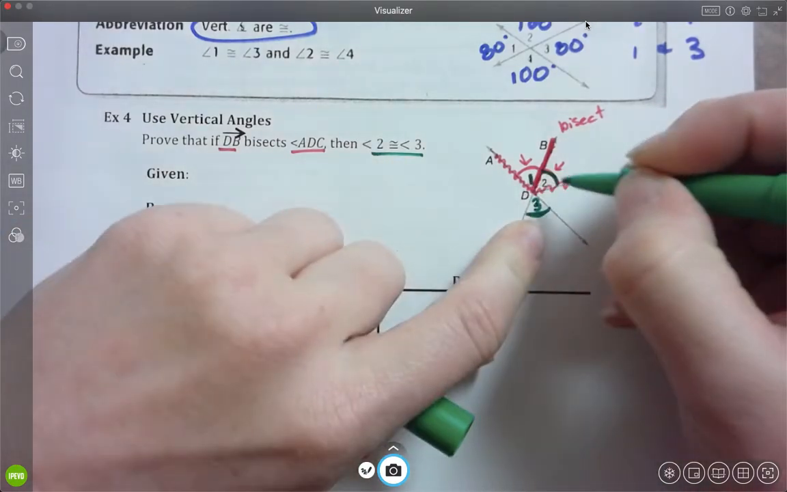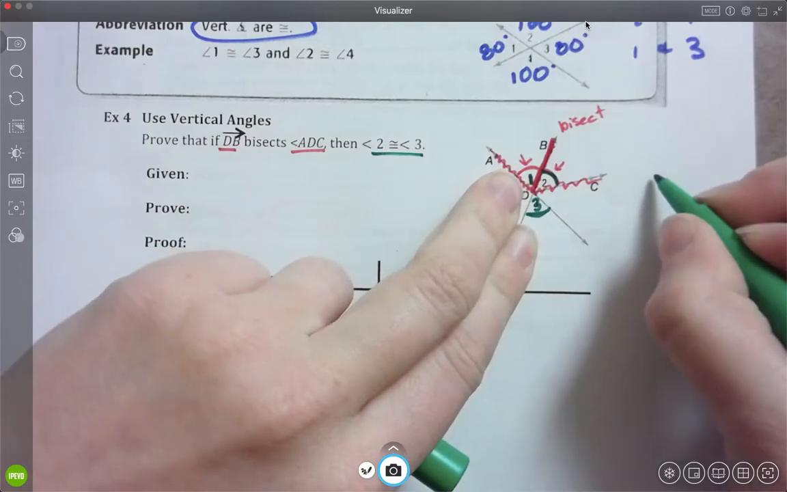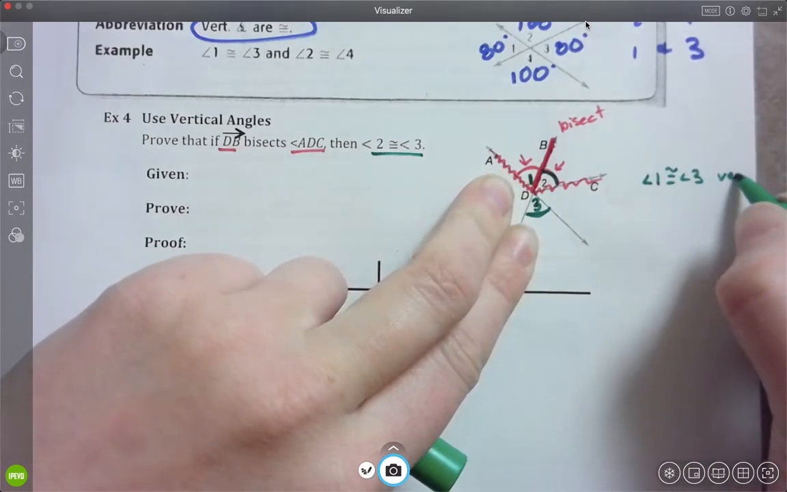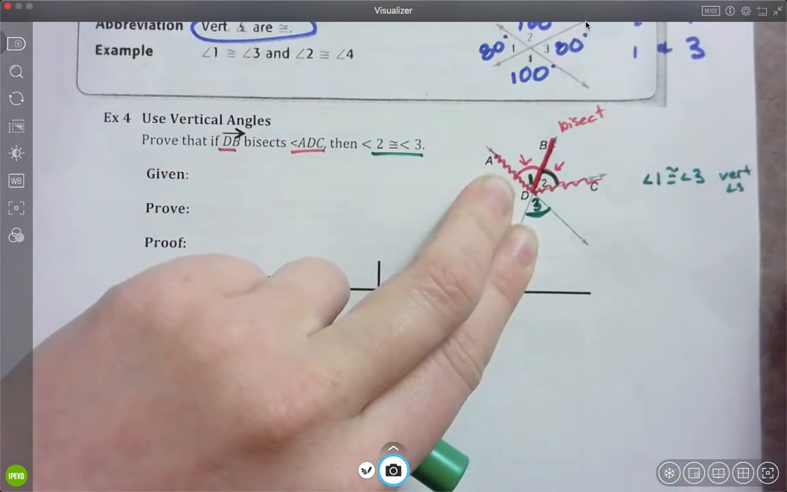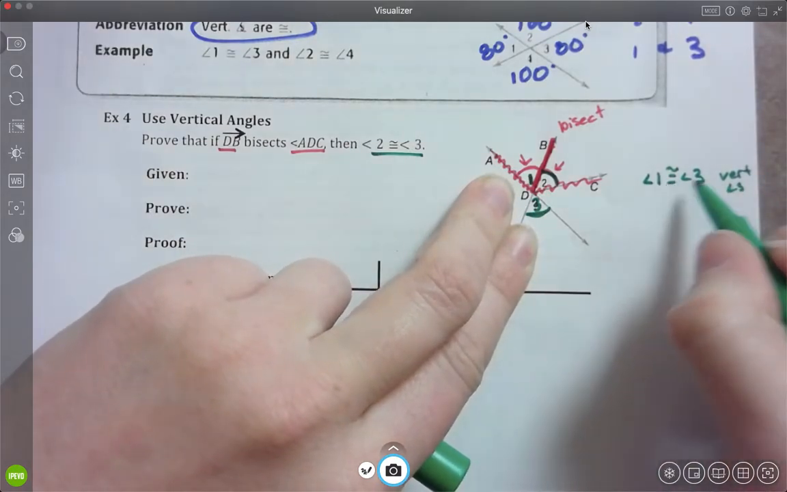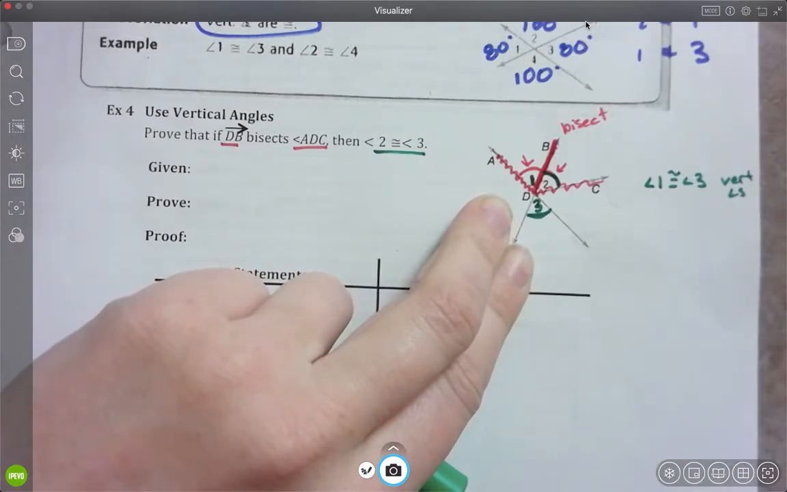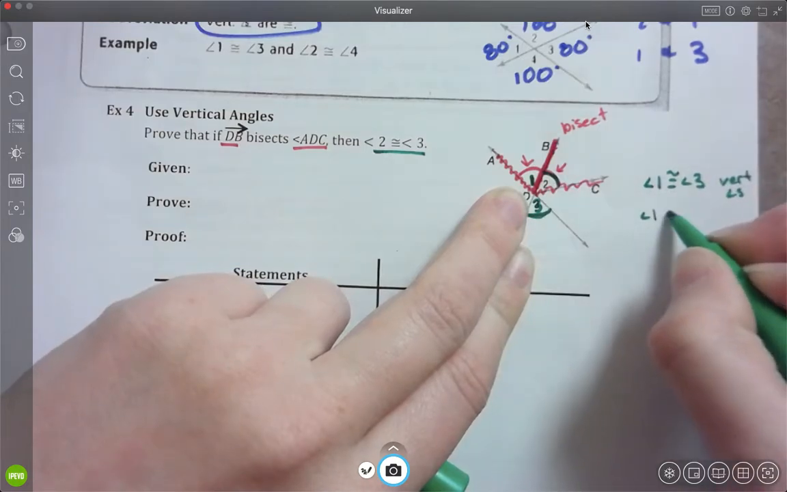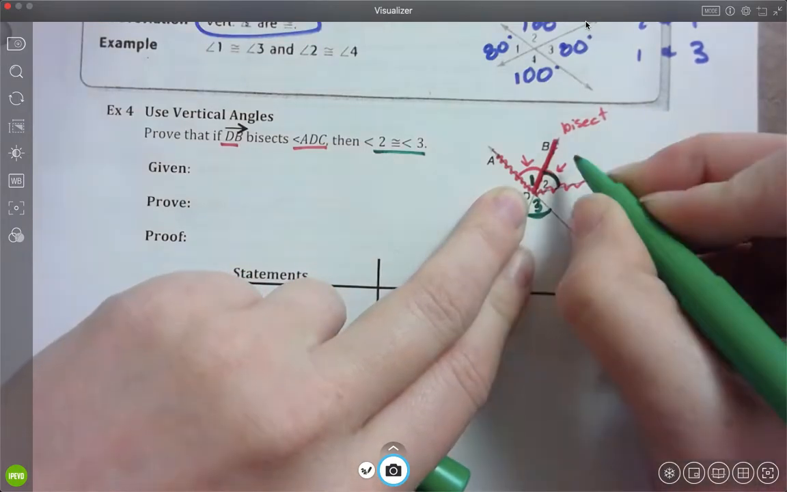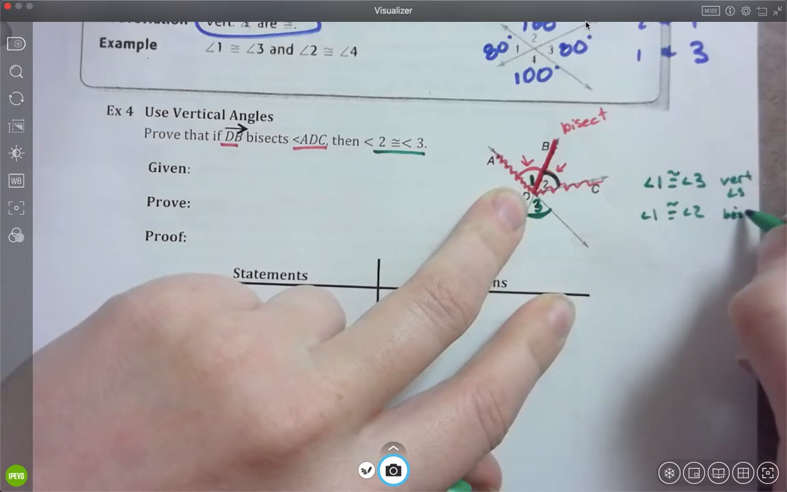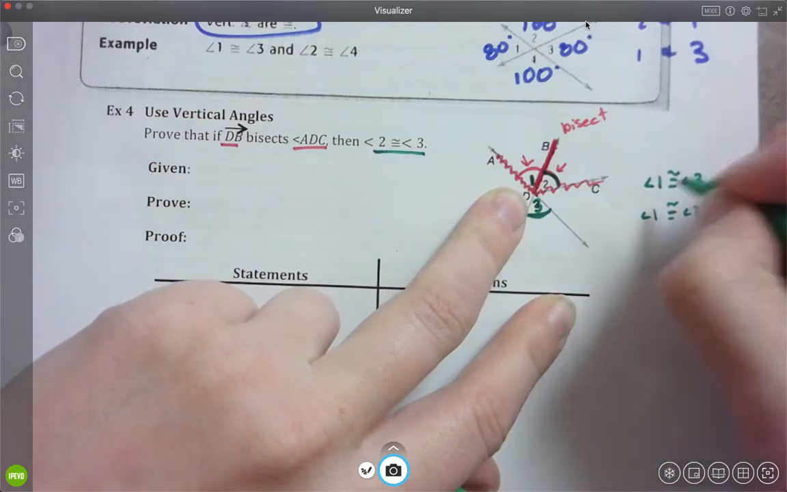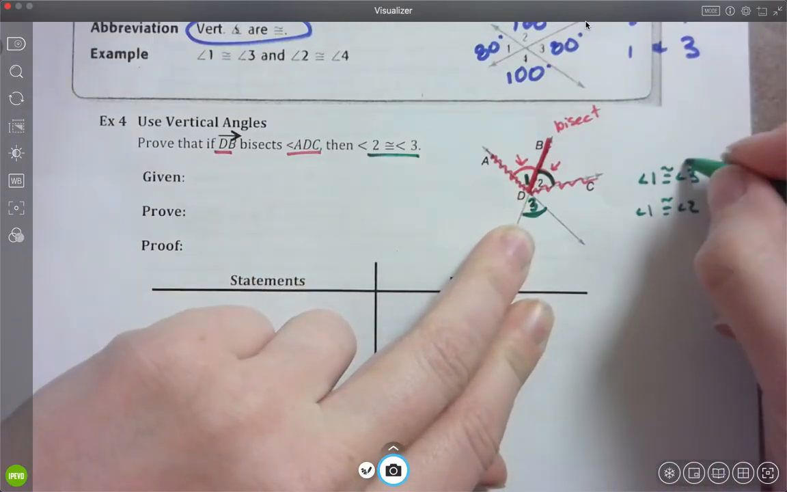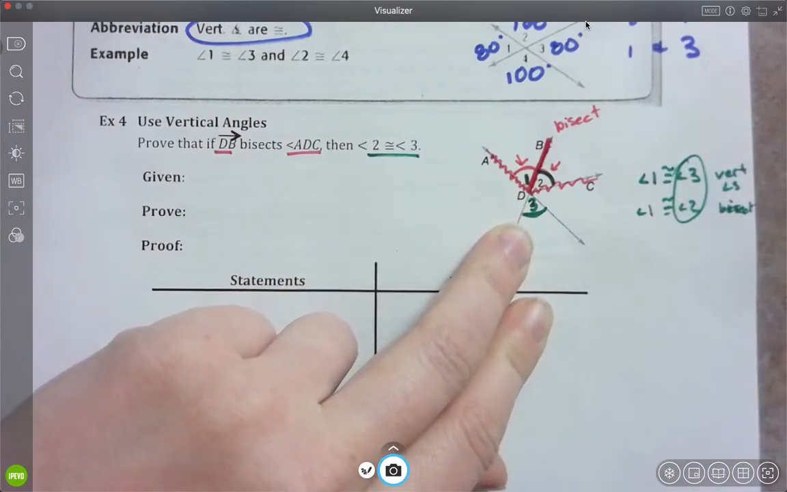So mapping this out in my mind, I know that angle 1 has to be the same as angle 3 because they're vertical angles. I'm just going to do my little scratch work off to the side. But we just said that angle 1 has to be the same as angle 2 because of that bisector thing. So if 1 and 3 are the same, and 1 and 2 are the same, is there a way of connecting 2 and 3 to be the same? I don't know. We're going to map it out here.